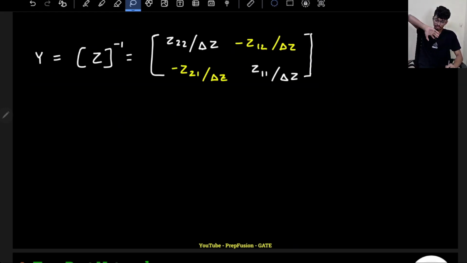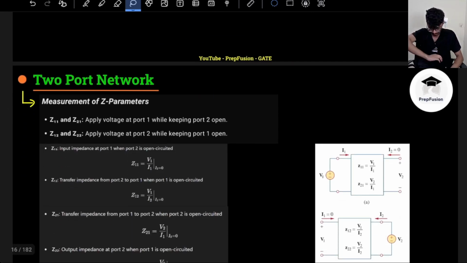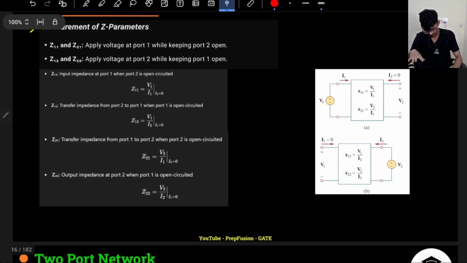Now let's come to the measurement. I have already discussed how you can measure the values. The same thing whatever I have discussed, and whatever I have explained to you, is written over here.